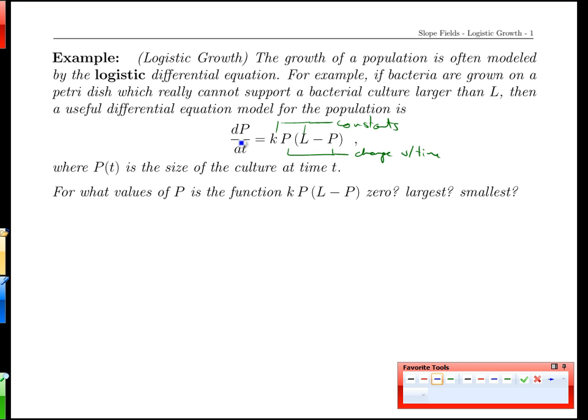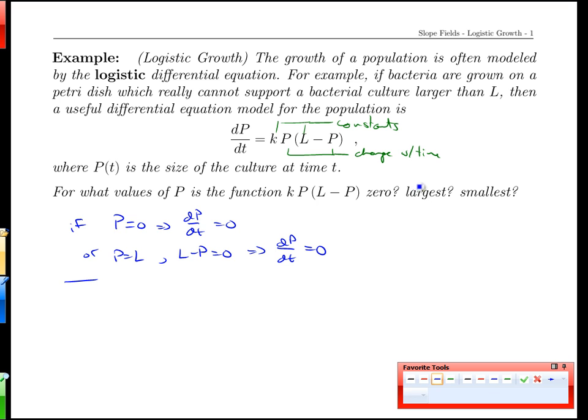Now, if we look at this, it's a standard differential equation, and what can we say about some key points? Again, derivatives are most interesting when they're zero, or very small or very large. Let's take a look at this expression. If P equals zero, then this whole thing is zero, so the derivative equals zero. The other interesting point is when P is equal to L. Then L minus P equals zero, which again means our rate of growth is going to equal zero.